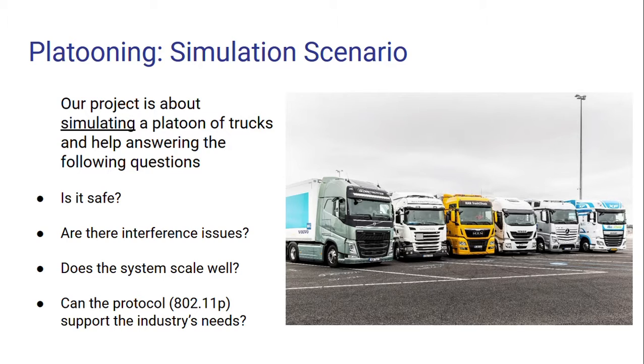Additionally, we want to check if interference issues exist in the links that the Wi-Fi P platooning is going to be using, and if the interference causes severe issues. Also, another thing we wanted to study is if the system can scale well. Maybe it can work for 3 or 4 trucks in a platoon, but can it work for 20? Or can it work with other cars that are Wi-Fi P enabled and do not take part in the platoon? Also, it is important to notice if the protocol can support the industry's needs.